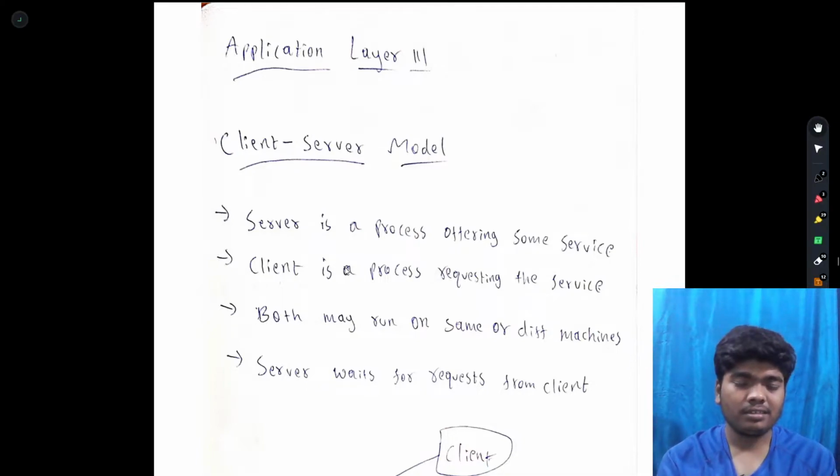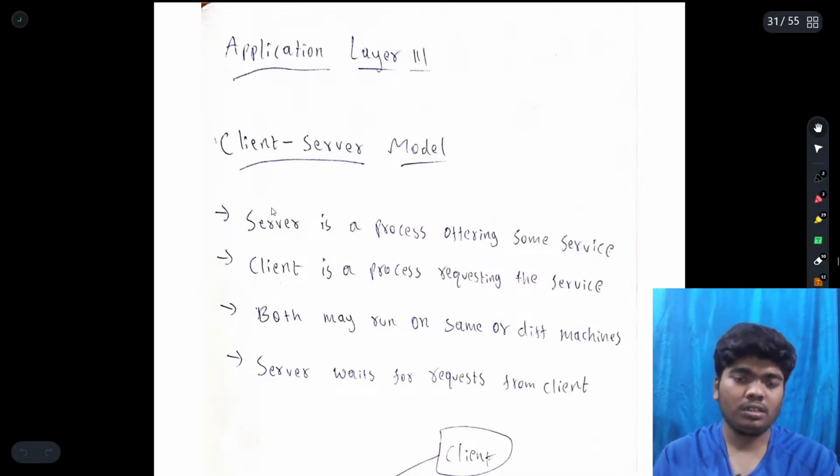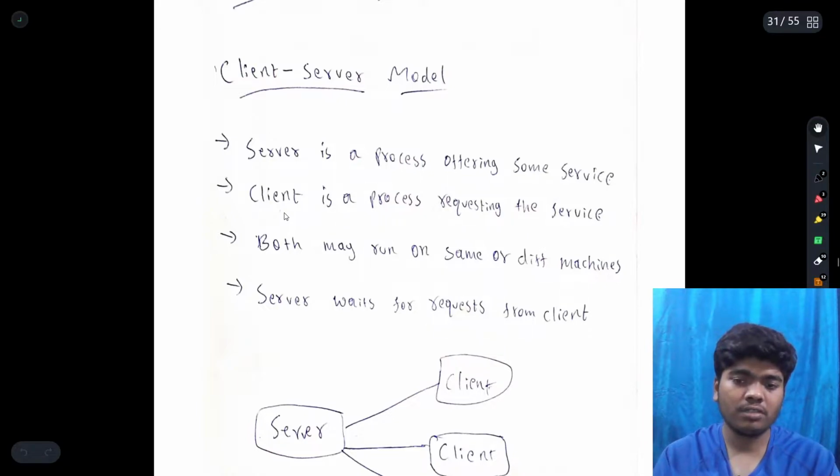Basically, the server is something which provides some features, and then the client will just ask for that particular feature. Sometimes the server and client may be on different machines, but sometimes they also work on the same machine. The work of the server is to just wait for the request from the clients.